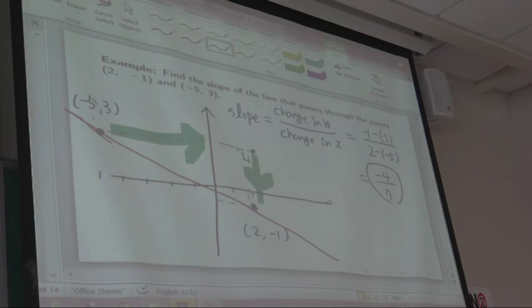And this is the slope, which is the steepness of the line. When this number is negative, the line always looks like this. When the slope is positive, the graph always looks like this.